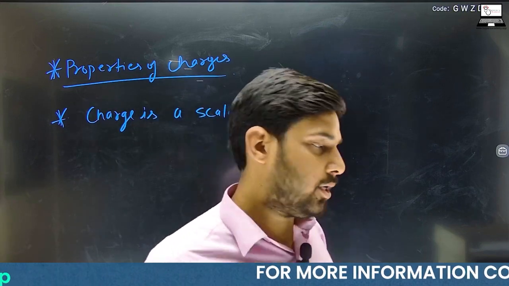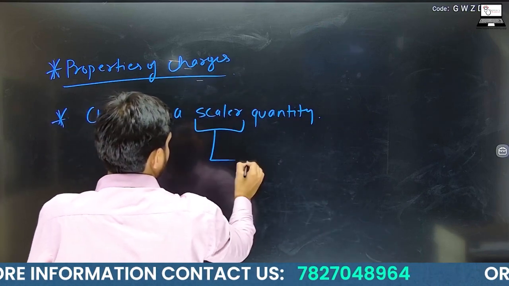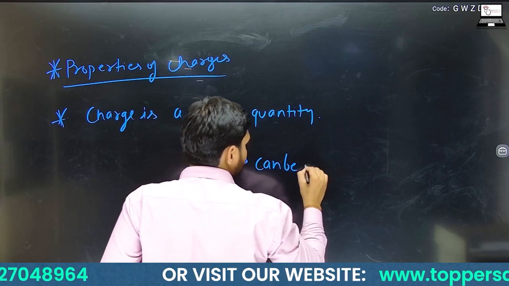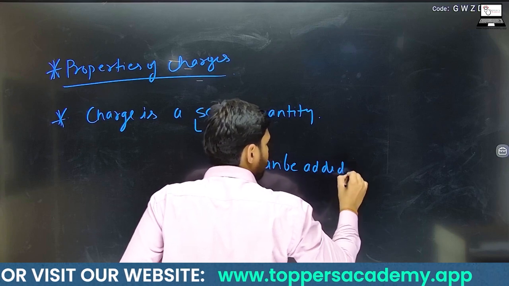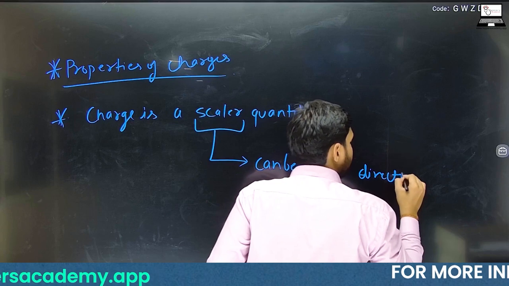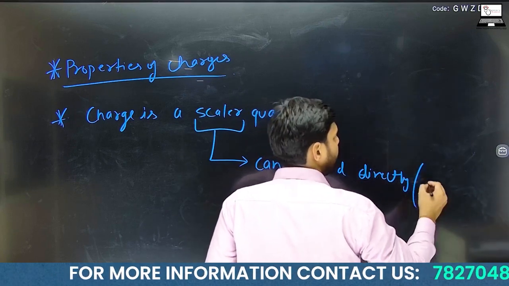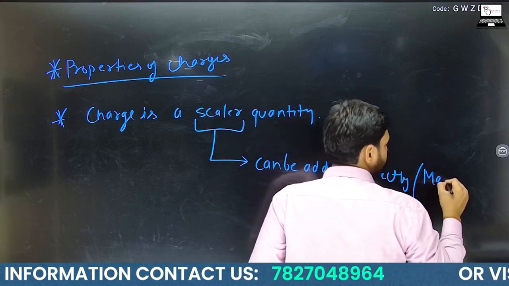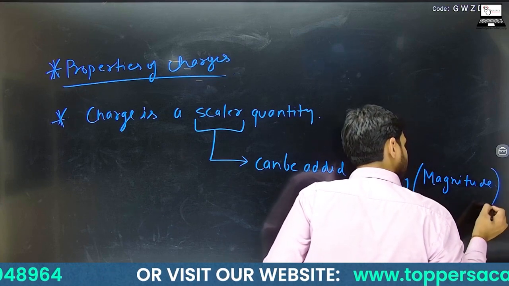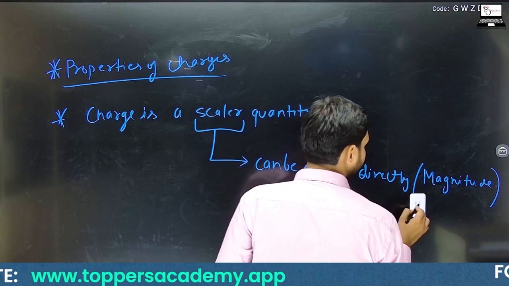What is a scalar quantity? By definition, a scalar quantity can be added directly. And by directly, I mean the magnitude can be added directly. Sir, what is the meaning of magnitude can be added directly?